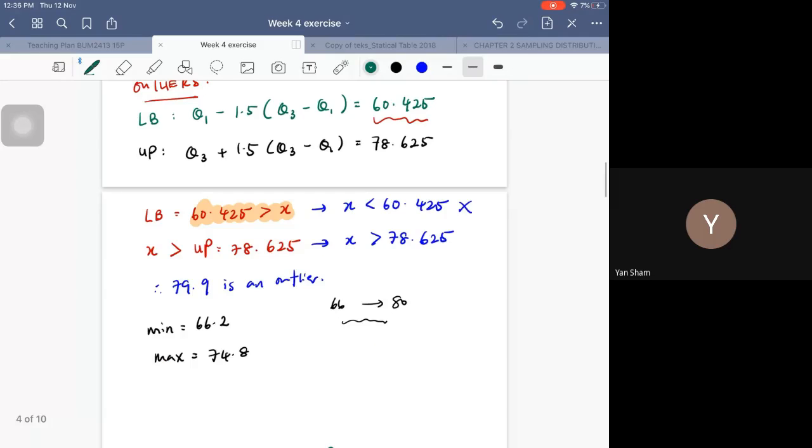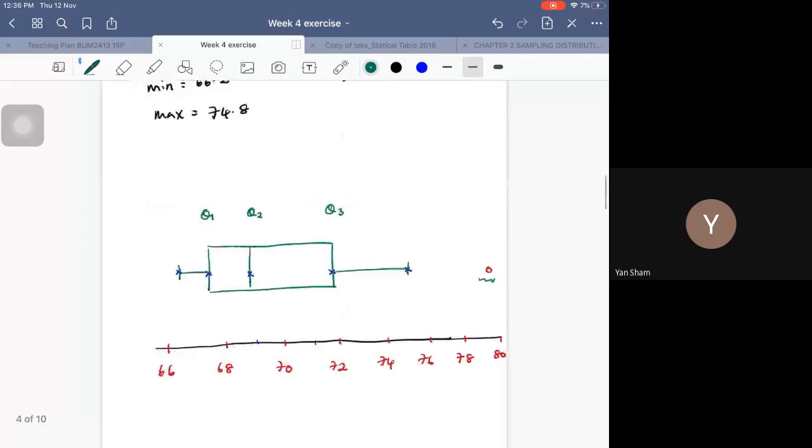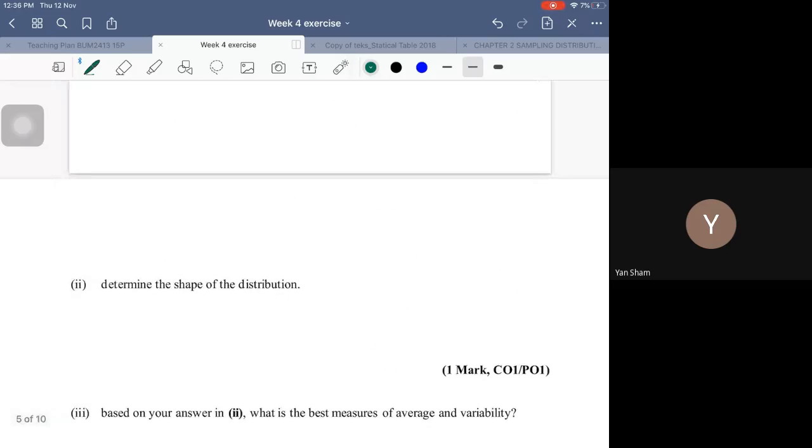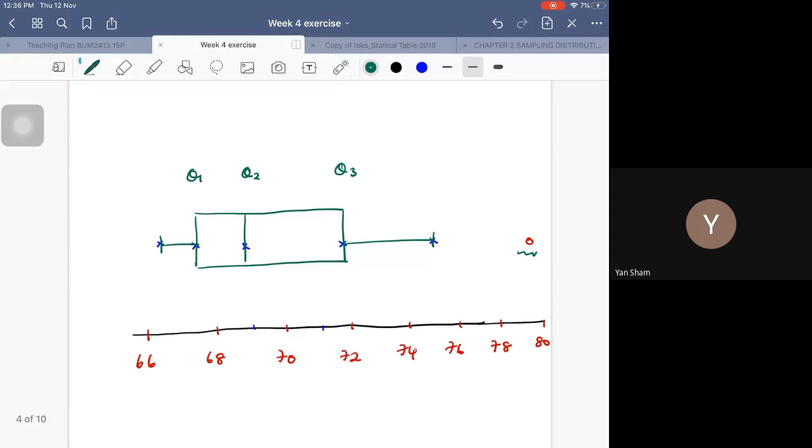So the question asks us to sketch a box plot, and this is going to be our box plot. Then the next question being asked is that we want to find the shape of the distribution. So what kind of shape of distribution does this portray? Is it going to be symmetric, right skew, or left skew?